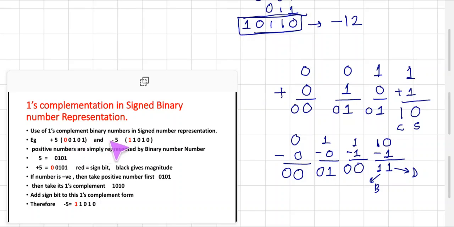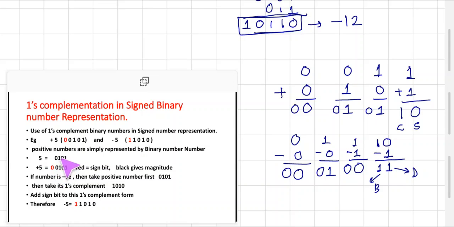So here it is, the binary number system. In the case of the sign-magnitude binary system, plus 5 can be represented by magnitude 5 and sign bit 0, and minus 5 is represented by magnitude 5 and sign bit 1. But in 1's complement form, the 5 remains as it is, 0 1 0 1, to which the sign bit is attached.